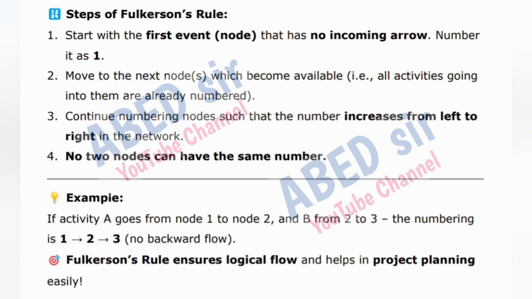Example. If activity A goes from node 1 to node 2 and B from 2 to 3, the numbering is 1 to 3, no backward flow. Fulkerson's rule ensures logical flow and helps in project planning easily.